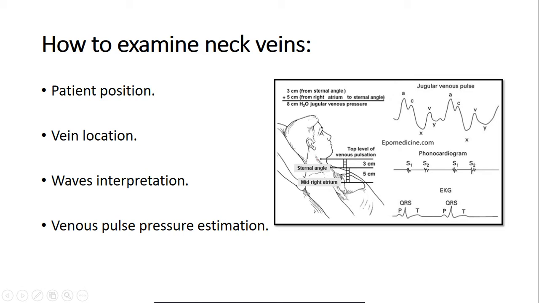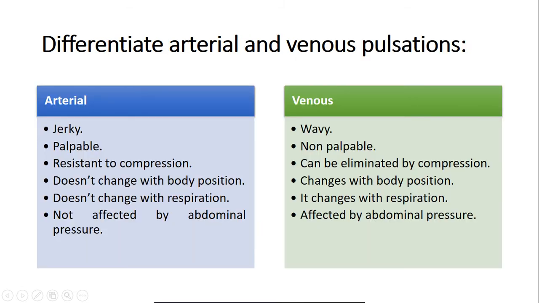Venous pulse pressure estimation, we discussed before. How should you differentiate between arterial and venous pulsations? The arterial pulse from the carotid artery is jerky. It's boom, boom. But venous pulsation is wavy, as I told you. The arterial pulse is palpable. You will feel the pulse exactly like you are assessing the pulse of your patient in the radial artery. But the venous pulsation is not palpable.